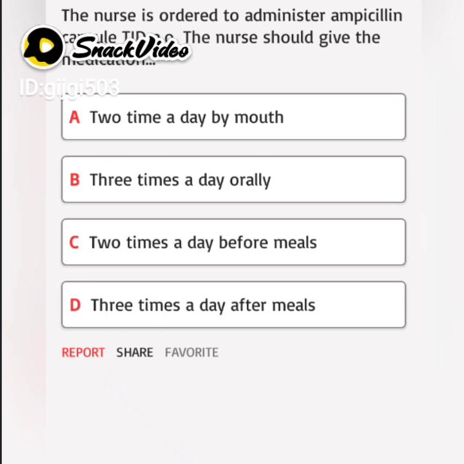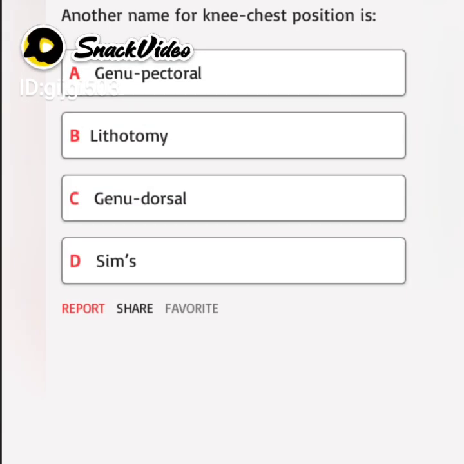The nurse is ordered to administer ampicillin capsule TID PO. The nurse should give the medication in what way? A, 2 times a day by mouth. B, 3 times a day orally. Correct answer. Another name for knee-chest position is A, genupectoral.